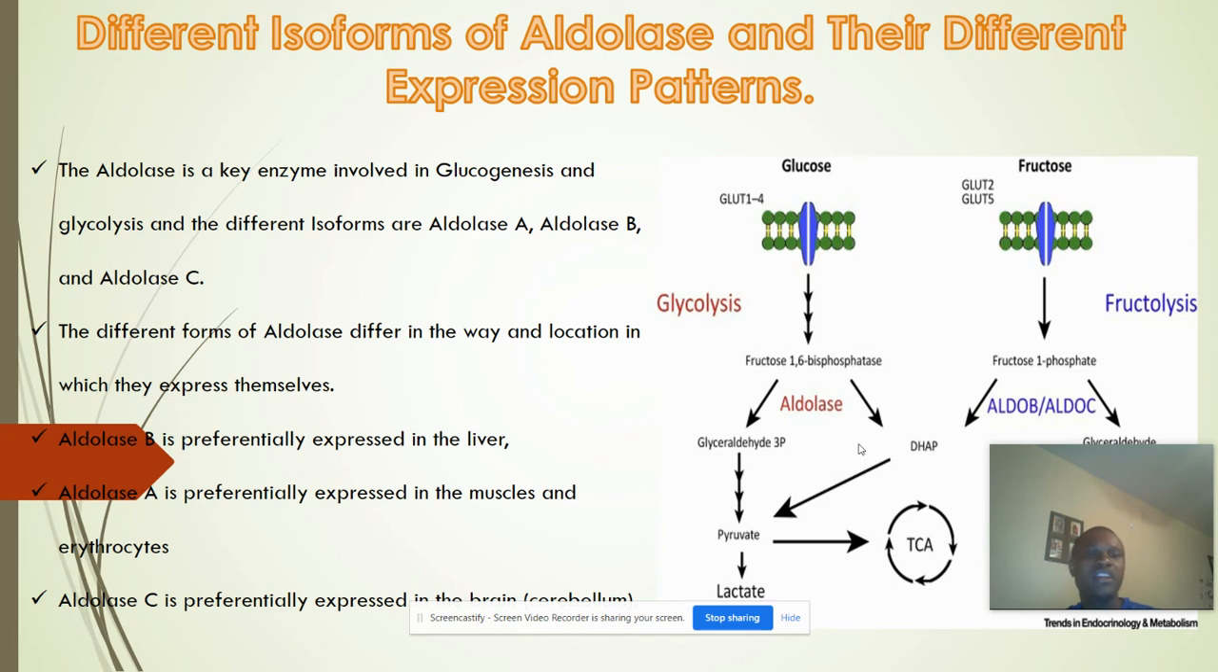Aldolase B is preferentially expressed in the liver. Again, as we said earlier, aldolase B is actively involved in gluconeogenesis, and gluconeogenesis takes place in the liver. So that is where aldolase B will preferentially express itself. Aldolase A will preferentially express itself in the muscles and erythrocytes, while aldolase C is preferentially expressed in the brain, to be precise, in the cerebellum.